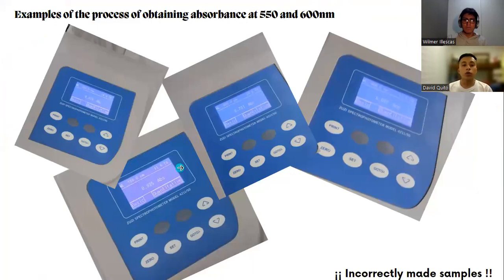In this slide, you can see some examples of the process of obtaining absorbency at 550 nanometers and 600 nanometers. This picture shows the samples, because in this practice we have a little file about this.